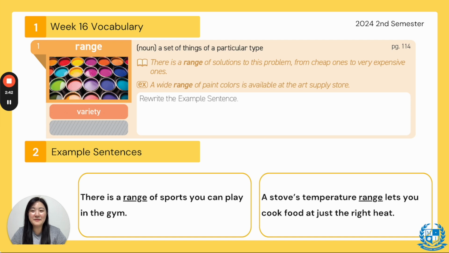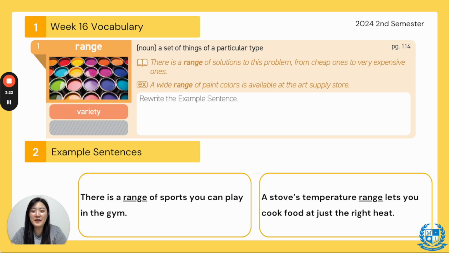Range. The synonym is variety, and the part of speech is a noun. It means a set of things of a particular type. So many different things, but only one type of thing. In our TED Talks, it says, there is a range of solutions to this problem, from cheap ones to very expensive ones. So not only is there just one answer and one solution, they're saying that there are many solutions. But we need to choose whether it's the cheap ones or the expensive ones, or maybe in the middle when it is just a little bit.